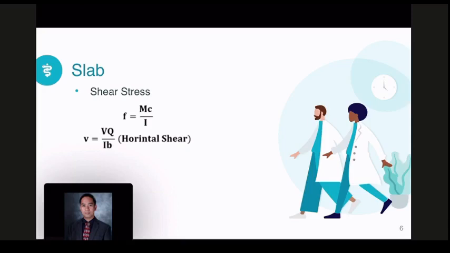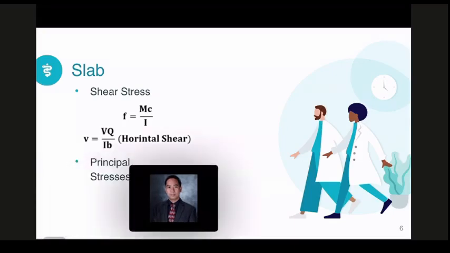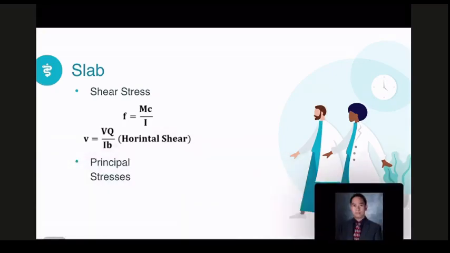An element of a beam that is not located at an extreme fiber or at the neutral axis is subject to both bending and shear. That is what we call principal stress. It occurs when there is stress from the moment and at the same time from the shear. It is computed as f sub p equals f over 2 plus or minus the square root of the quantity f over 2 squared plus v squared. Those are the principal stresses.